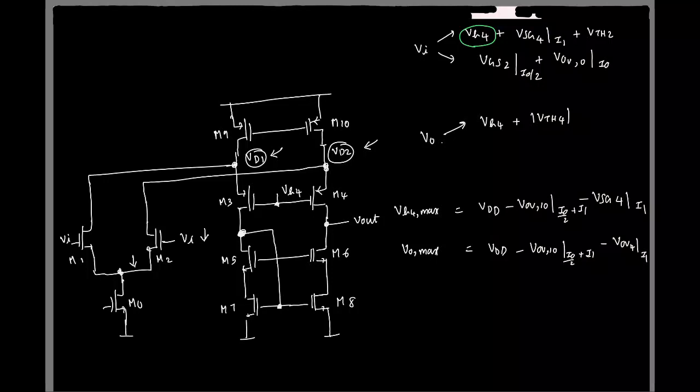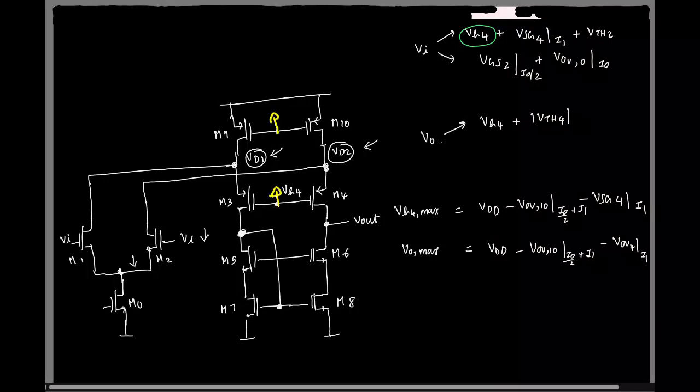This is something we saw in the last class also, right? As I mentioned, if the gates are all independently connected, independently available for you to bias at any voltage, this is basically VDD minus these two overdrives, that's all. So in this case, this gate is independently biased. This is also free for you. So the maximum you can swing is VDD minus overdrive of M10 minus overdrive of M4. That's what you get here.